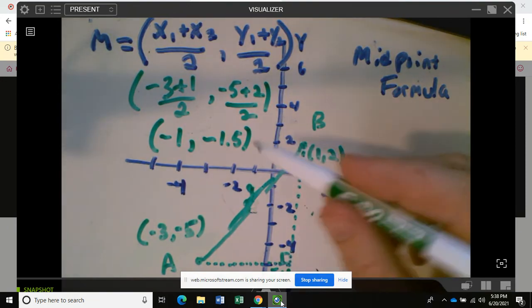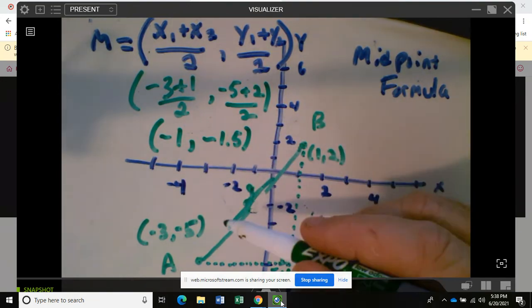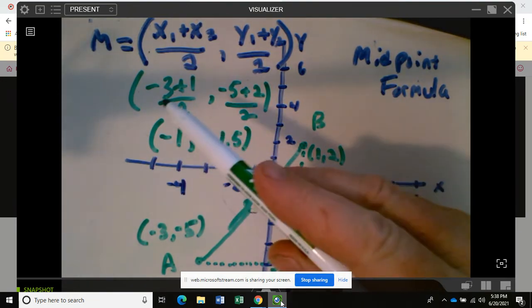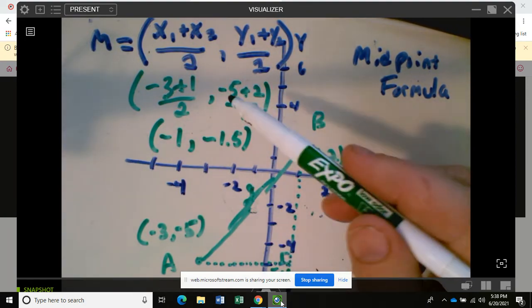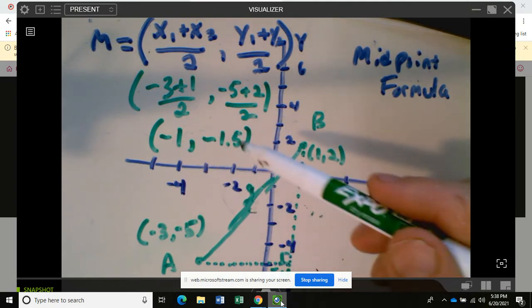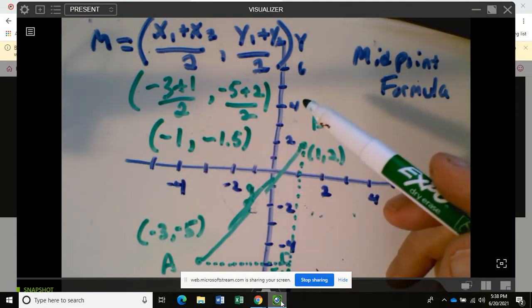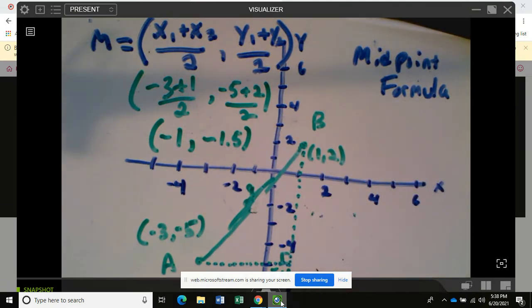So that's how you find the midpoint between 2 points. You find the average of the two x coordinates. You find the average of the two y coordinates, and then those would be your x and y at the midpoint. Okay, so that's how we do it.